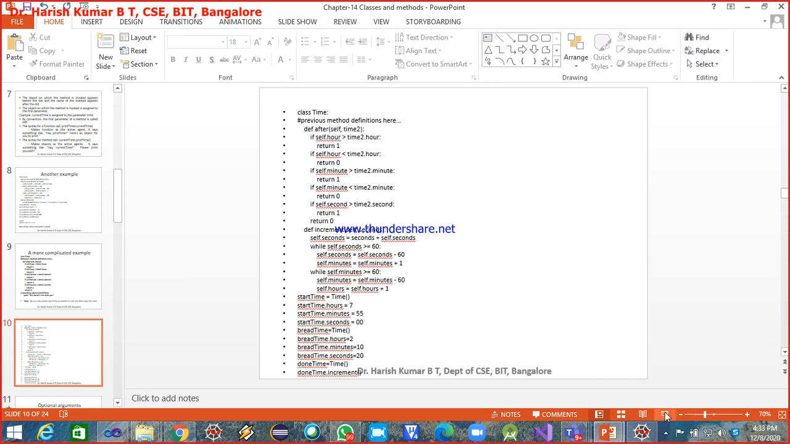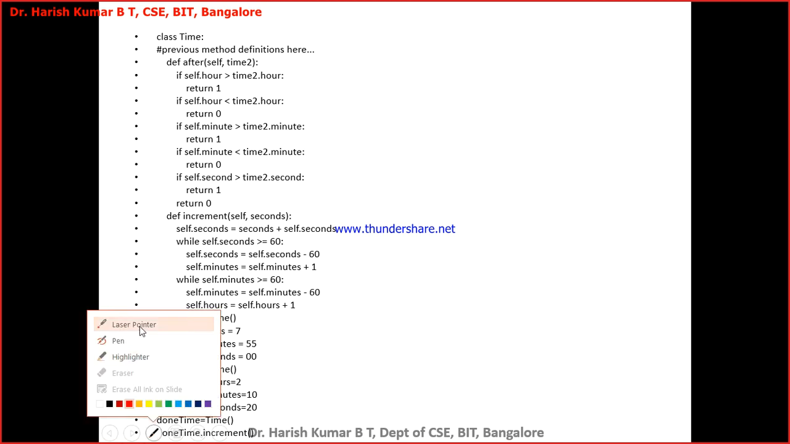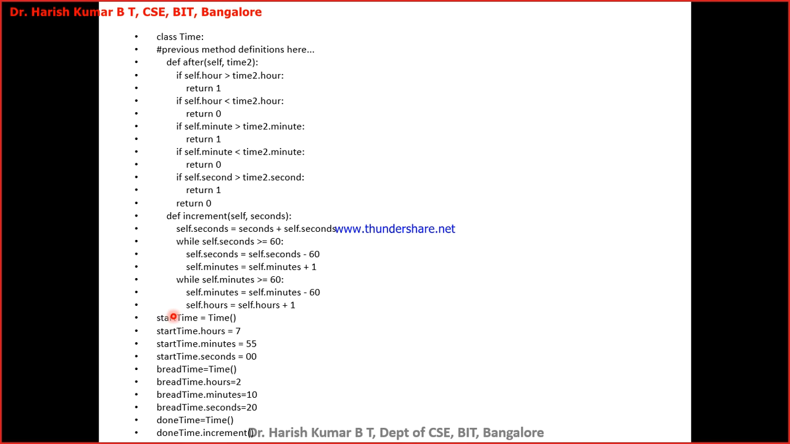Next, I think I'll zoom this. Now, this is a complete example. Again, you can see the definition of the method after here, and along with this after method, we have the increment method also, and we have totally 3 instances here. One instance is start time, another instance is break time, and one more instance is done time. Now we are invoking the execution of increment on the done time.